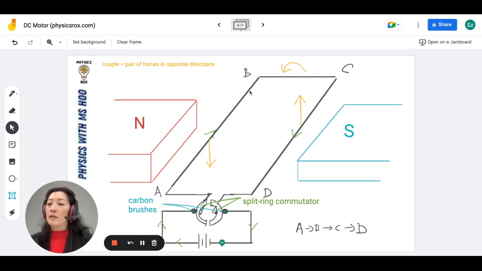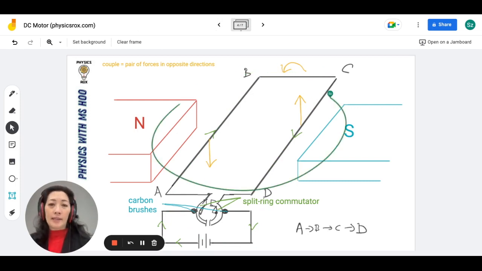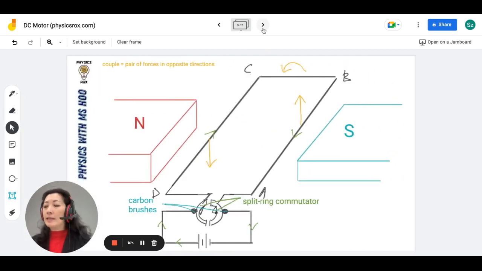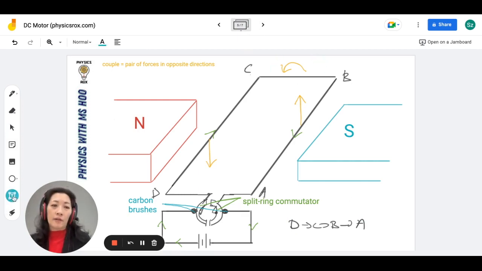And in the coil over here, it's A, B, C, D. But once A, B and C, D have changed positions, we still need the current to flow in an overall clockwise direction. But the current now is flowing D to C to B to A. So the split ring commutator allows for this change of current direction in the coil in order to maintain the same continuous rotation of the coil.